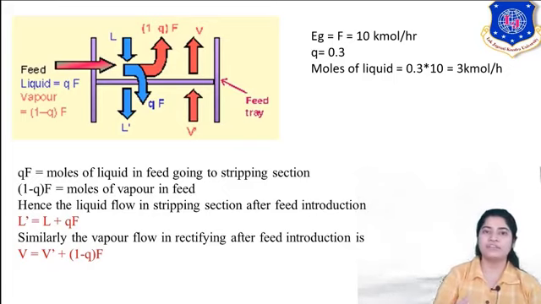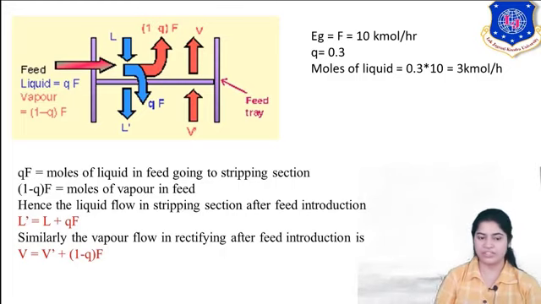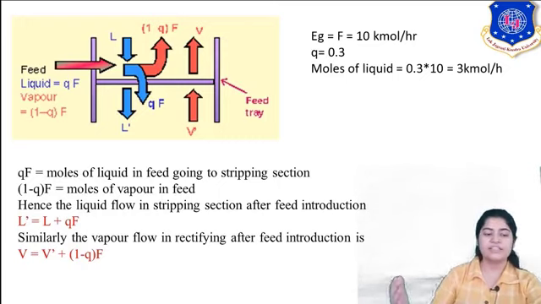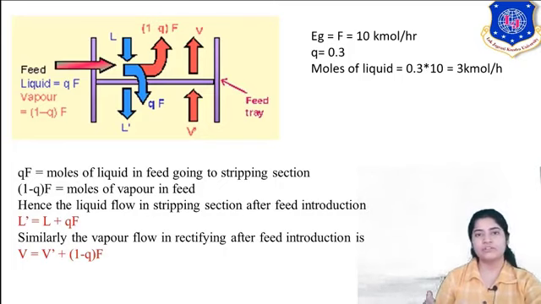Now it will add with the liquid which is coming from enriching section. Hence you can say that the liquid flow rate which is now going into the stripping section after feed introduction, what is it? L bar is equal to L, that is liquid coming from enriching section, plus liquid which is present in the feed. Here 3 kilomole per hour, it will add with L. So hence your liquid flow rate in stripping section has now increased. It totally depends on the value of Q.